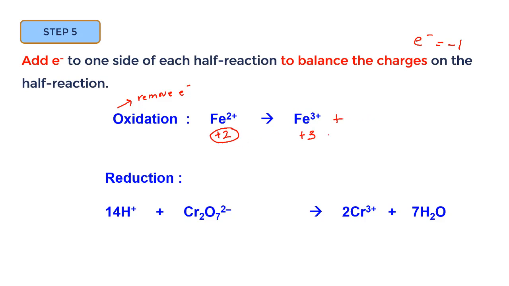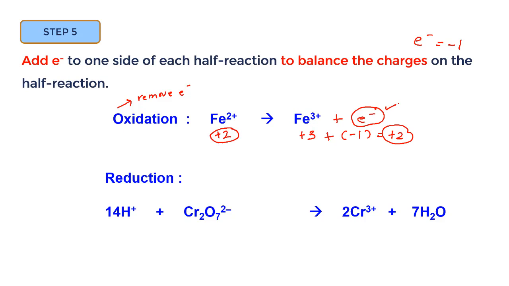So positive 3, if I put 1 electron here, positive 3 plus negative 1, it is equal to positive 2. So the total charges at both sides are balanced. Therefore, in oxidation half equation, 1 mole of electron is added to the right side.